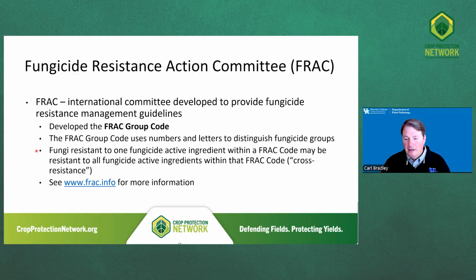So let's say we've got a strobilurin fungicide, and again, we can talk about Cercospora sojina, the frogeye leaf spot pathogen. We've got a chemical called azoxystrobin, which is FRAC group 11. That fungus is resistant to azoxystrobin. Okay, so other chemicals in FRAC code 11, such as pyraclostrobin, that fungus is going to be resistant to it as well, because it's in the same FRAC code, even though they're different active ingredients. You can go to the FRAC website for more information, frac.info.